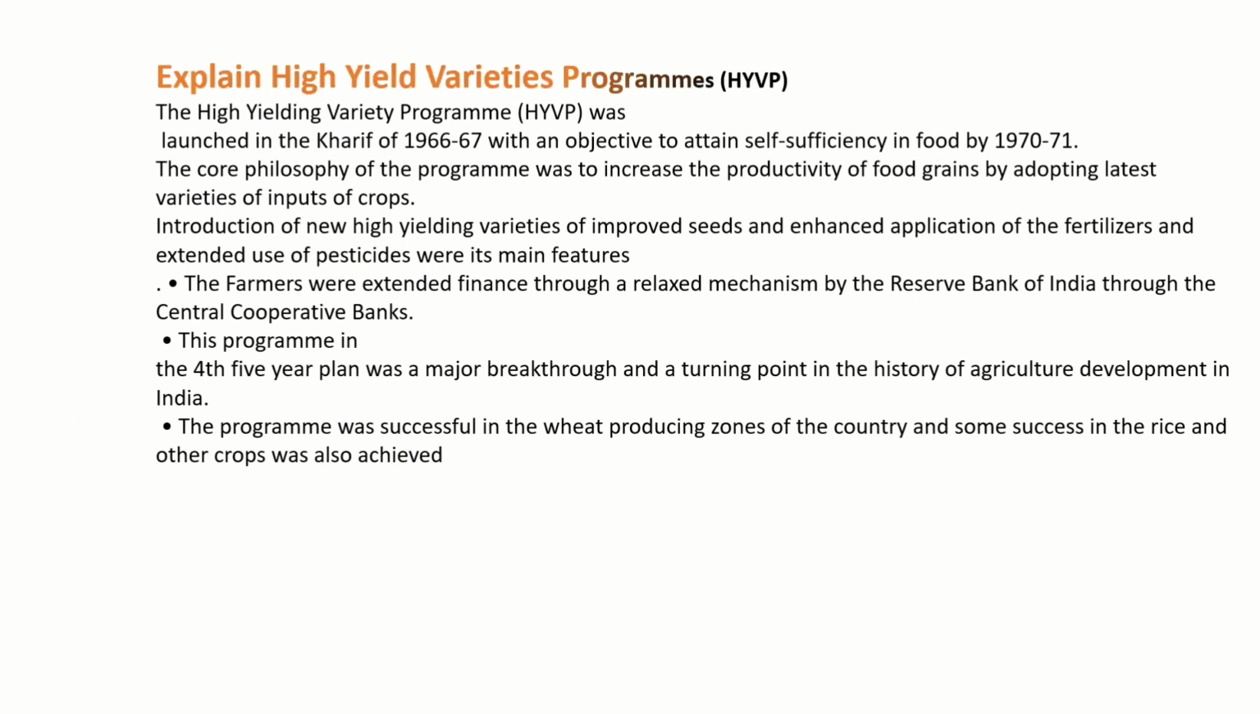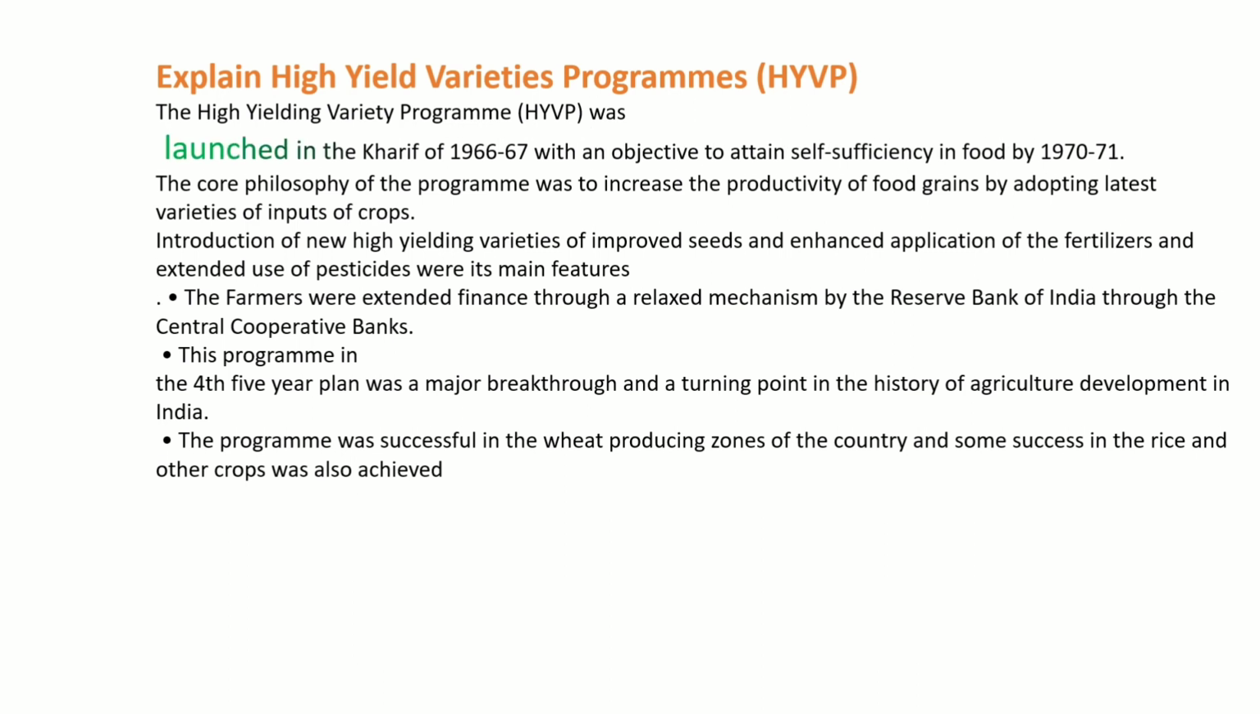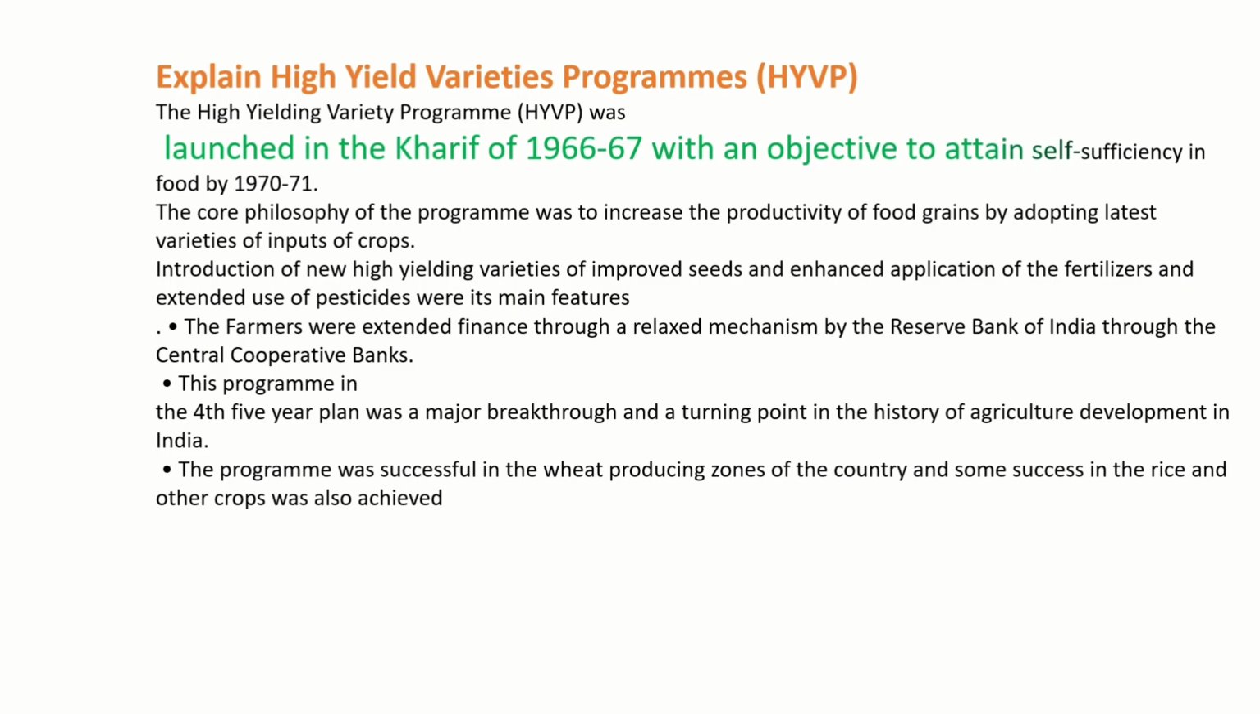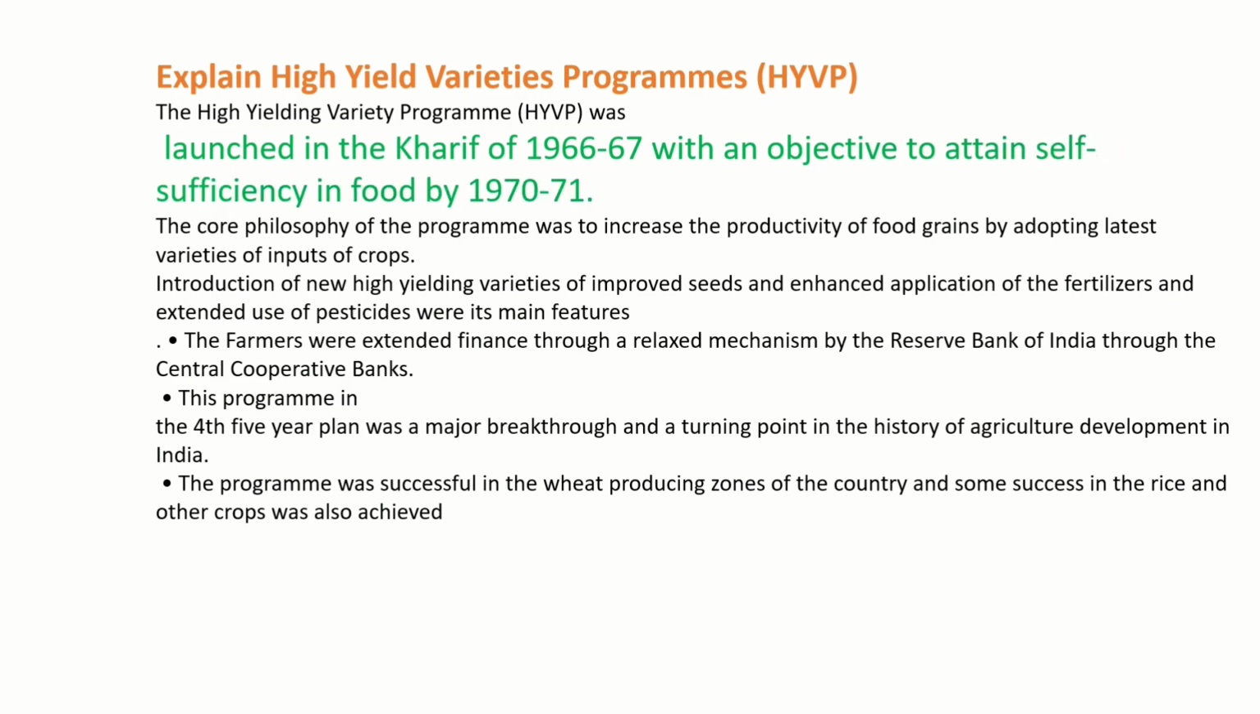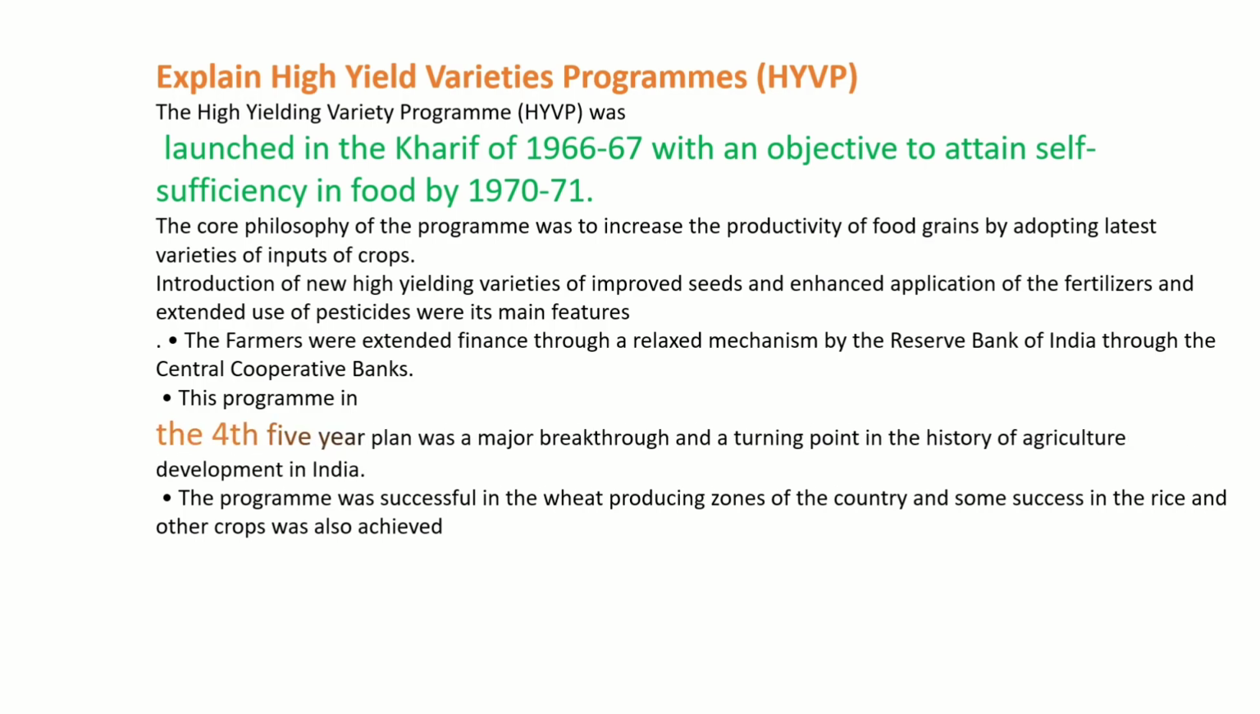Explain the high yielding varieties program. High yielding varieties means that instead of getting low productivity, by using this we are getting more productivity. It means high productivity can be achieved by this. It was launched in Kharif 1966-67 with the objective of attaining self-sufficiency in food by 1970-71. The core philosophy of the program was to increase the productivity of food grains by adopting the latest varieties and inputs of the crops.